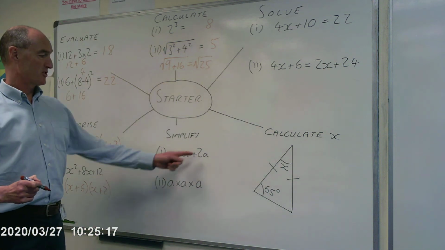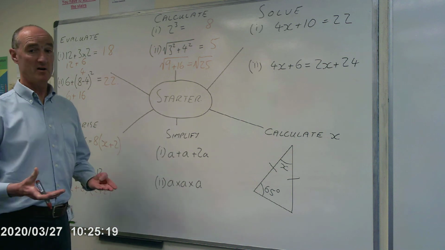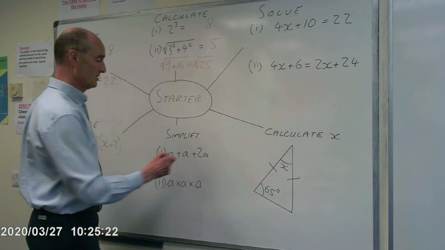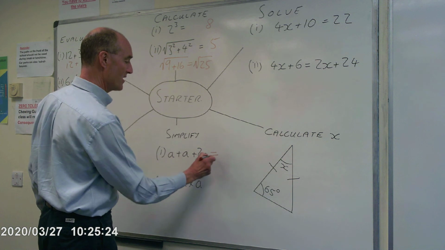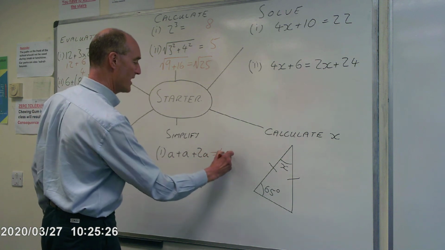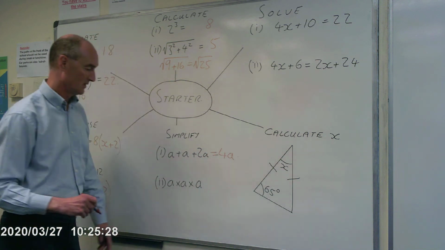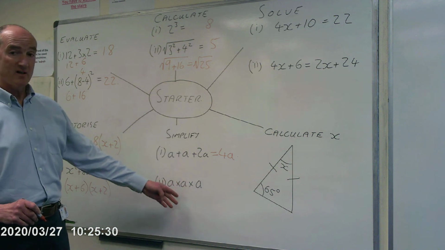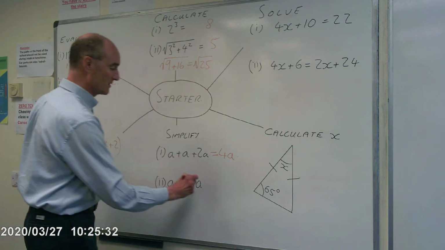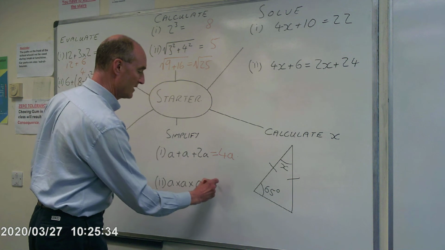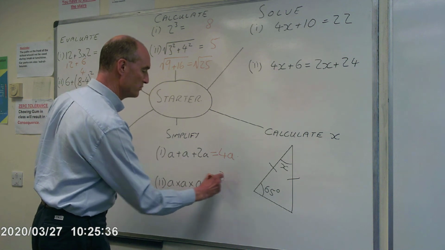Simplify. A plus 2a. They're like terms. They can be combined. We've got 1a plus another a plus 2a, 4a altogether. A multiplied by a multiplied by a gives me a solution of a cubed.